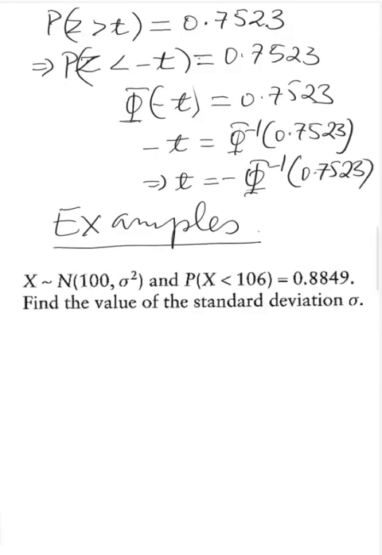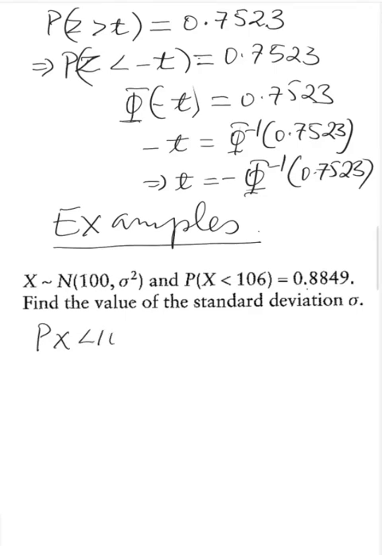Okay, we proceed now to see concrete examination type questions so that we actually develop our skills on what we have just learned. The first question we have here says x follows normal distribution with parameters 100 and sigma squared. So 100 is the mean of the distribution, and p of x less than 106 equals 0.8849. Find the value of the standard deviation sigma. We are dealing with the raw data value x, which has not yet been standardized. So in that case, we would start by standardizing the x value.